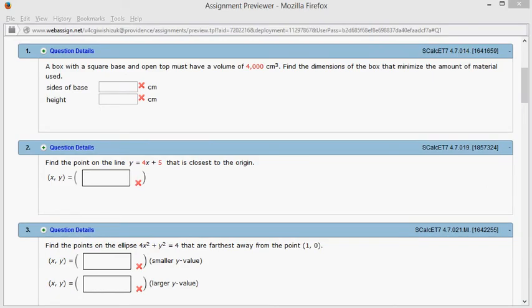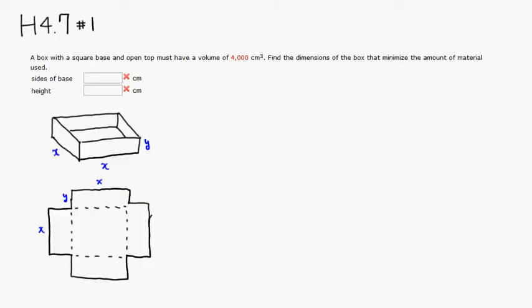Alright, let's look at homework 4.7, problem number 1. We want to build a square box, but the volume is kept at 4,000 cubic centimeters, and we want to minimize the amount of material. If you open up this open box to a flat piece of material, it would look like that.